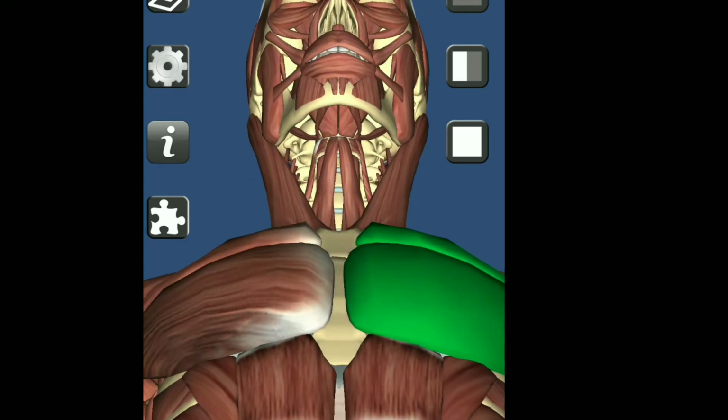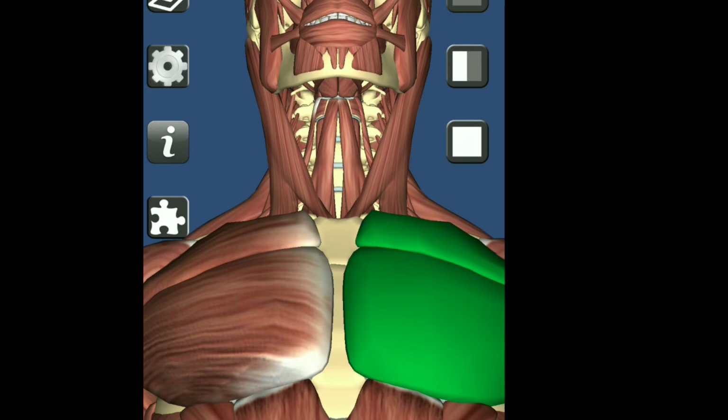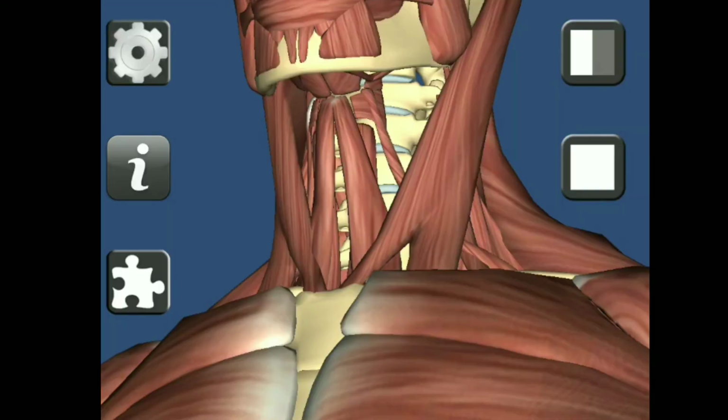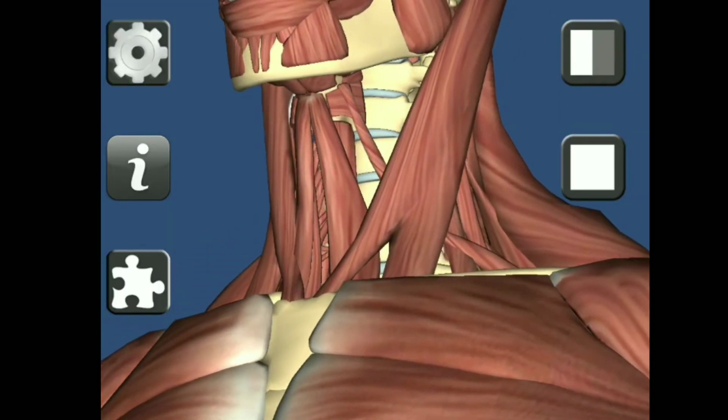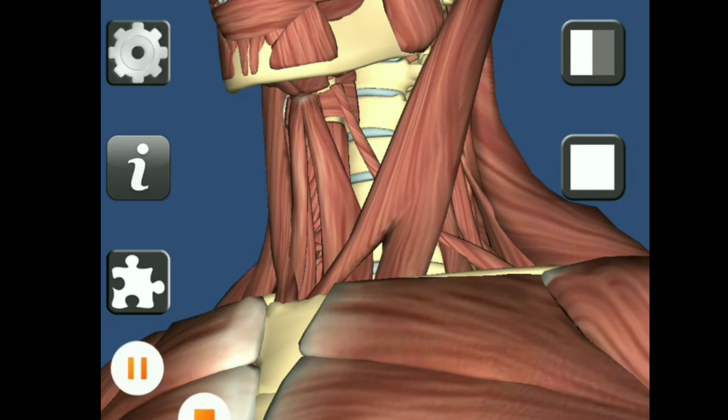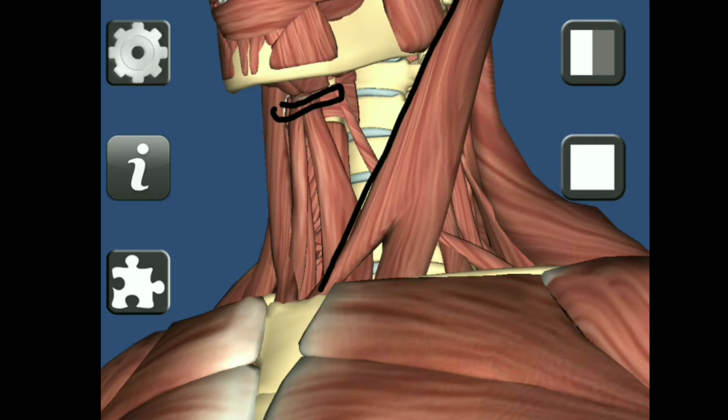Now come to the next triangle, and this triangle is present below the hyoid bone. What is the name of the triangle? This is the muscular triangle. The muscular triangle is formed superiorly by the hyoid bone. You see, this is the hyoid bone. Laterally, the muscular triangle is formed by sternocleidomastoid and superior belly of omohyoid, and anteriorly, or you can say medially, it is bounded by the midline.